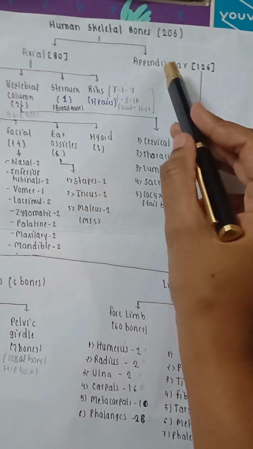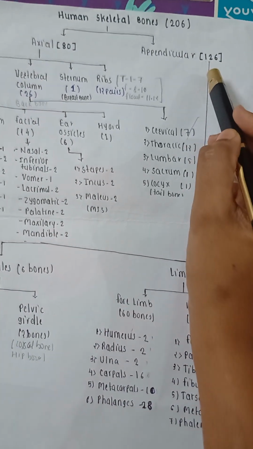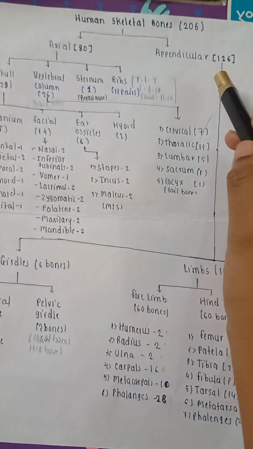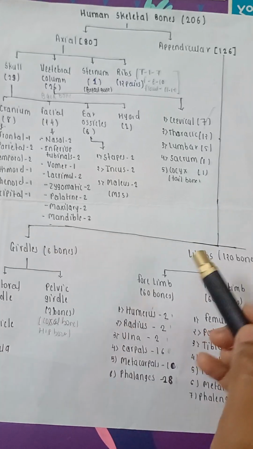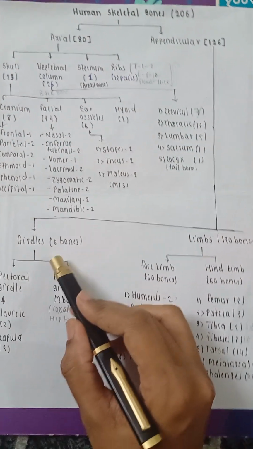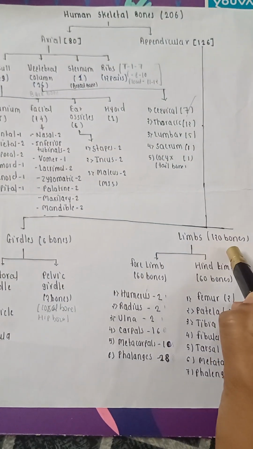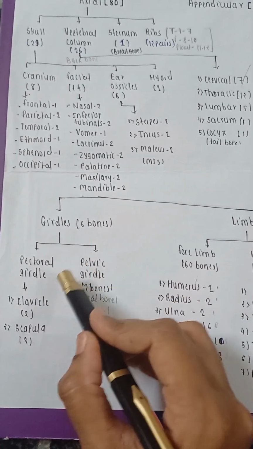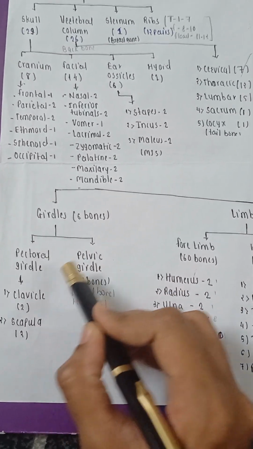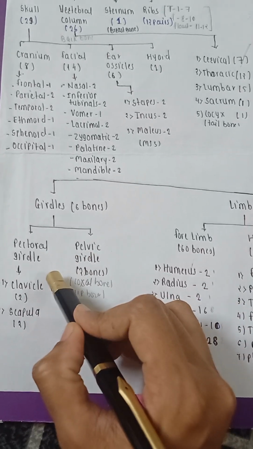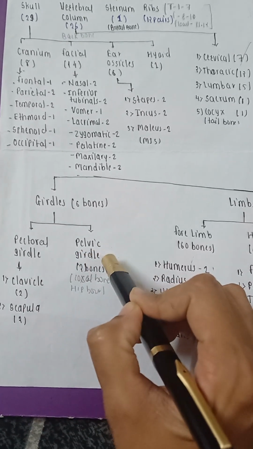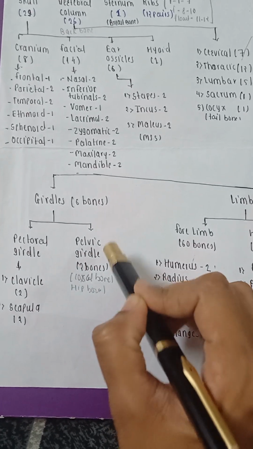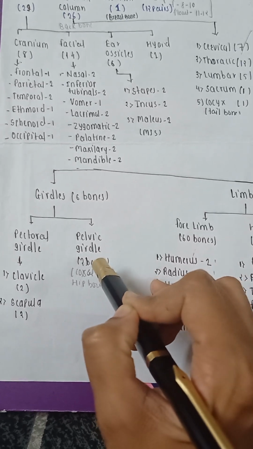Second is the appendicular bones. There are 126 appendicular bones, which consist of the girdle part and limb part. Girdle having 6 bones and limb having 120 bones. First is the girdle. In girdle there are 2 girdles, pectoral girdle and pelvic girdle. Pectoral girdle is the upper part and pelvic girdle is the lower part, also known as the hip bone, which is 2 in number.